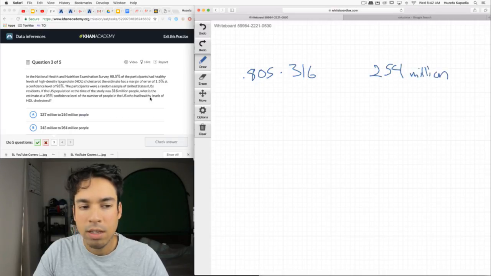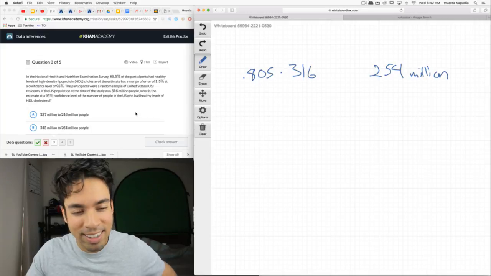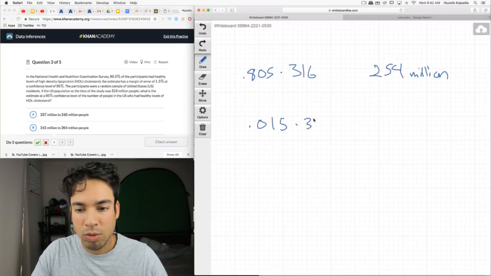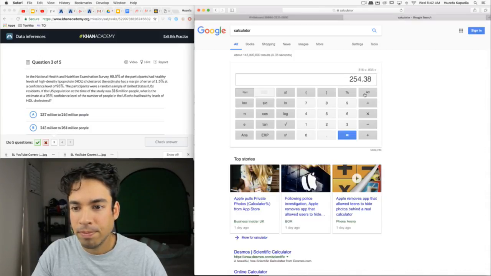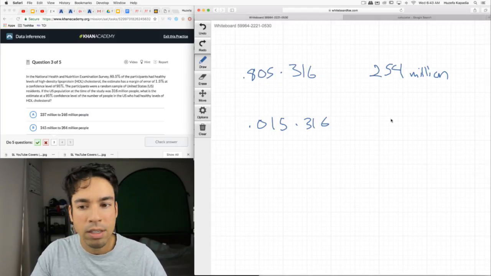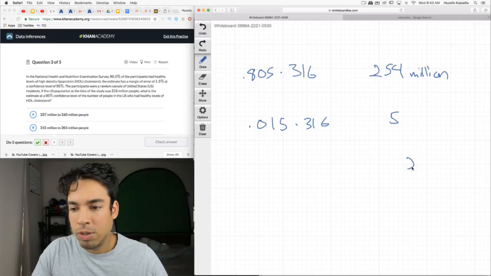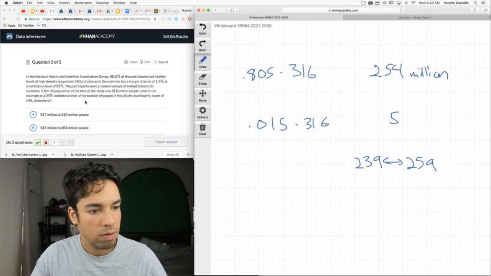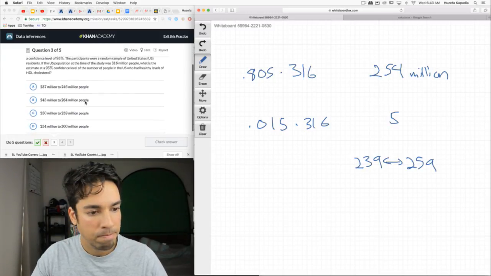But then we need to factor in this margin of error, so that's not going to get me 2 times in a row. Now I have to multiply 0.015 times 316 to get that range. 0.015 times 316 equals 4.74. So we'll round up to 5, I guess. So 5 million. So it should be 259 down to 249. So this should be the range, assuming they've done a little rounding.